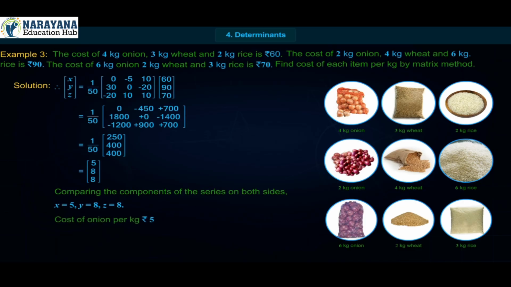Cost of onion per kilogram is rupees 5. Cost of wheat per kilogram is rupees 8. Cost of rice per kilogram is rupees 8.